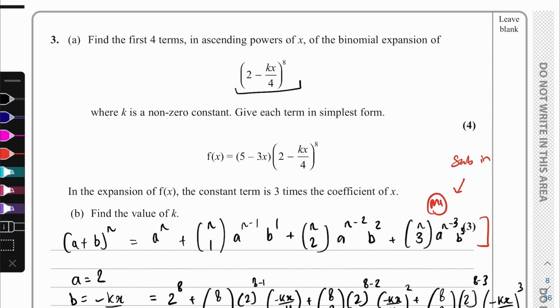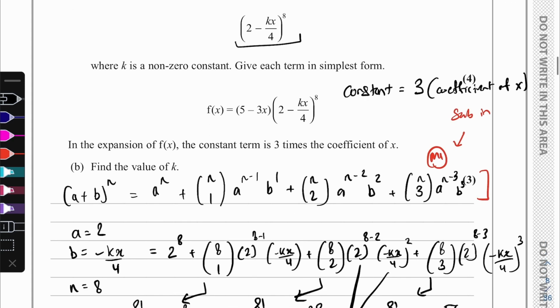Part B says what? They give us a function f of x equals 5 minus 3x multiplied by 2 minus kx over 4, raised to the power 8. In the expansion of f of x, the constant term is 3 times the coefficient of x. So I can write constant equals 3 times coefficient of x. Then it says find the value of k.